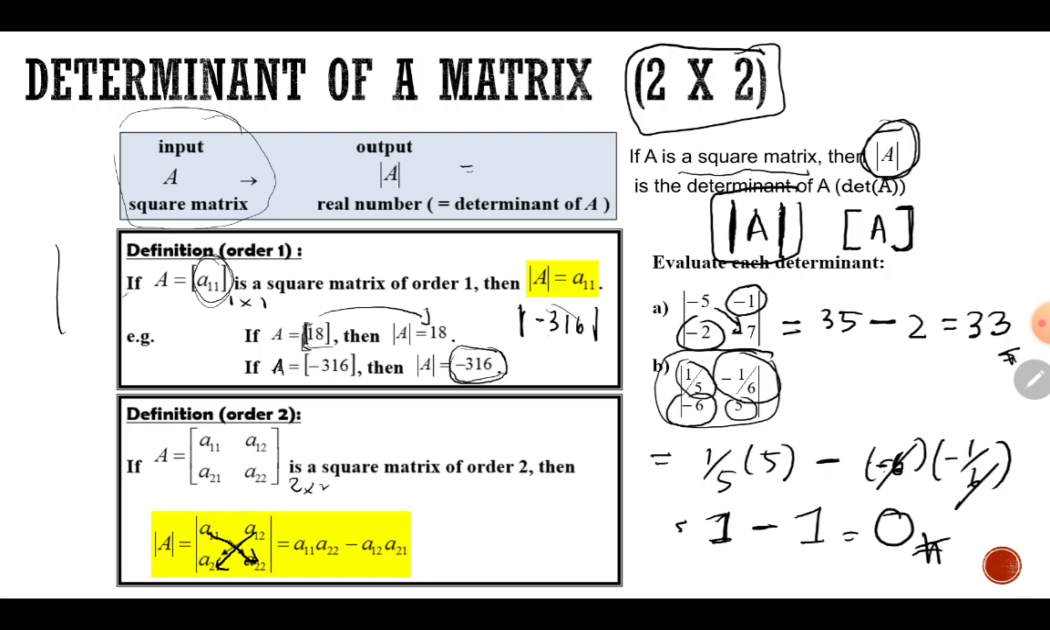Okay, clear class? Very simple kan? For 2 times 2 matrix, you just have to darab silang. Okay. Multiply them together, then minus with another silang tu. Then you get the final answer for the determinant. Okay.